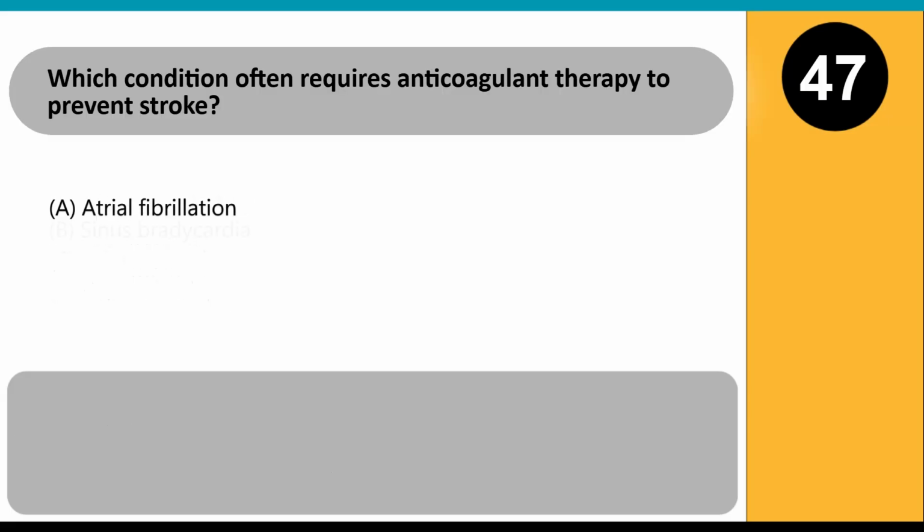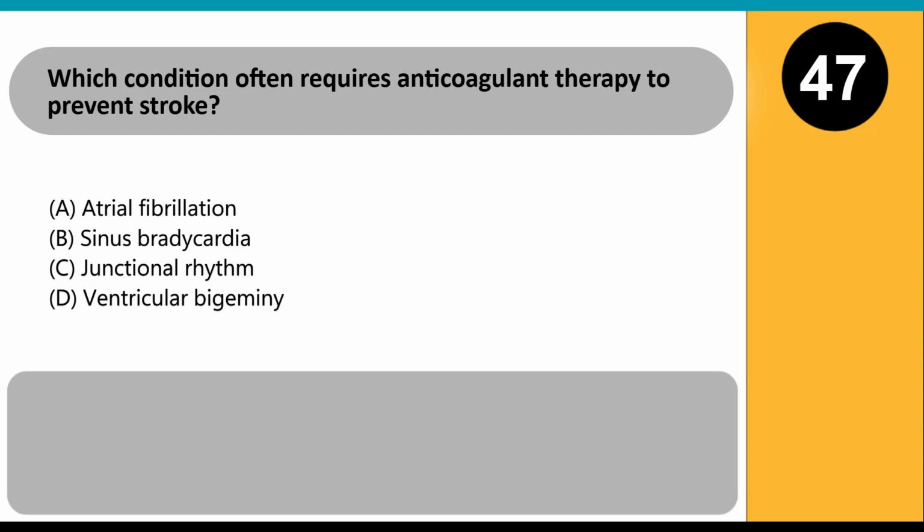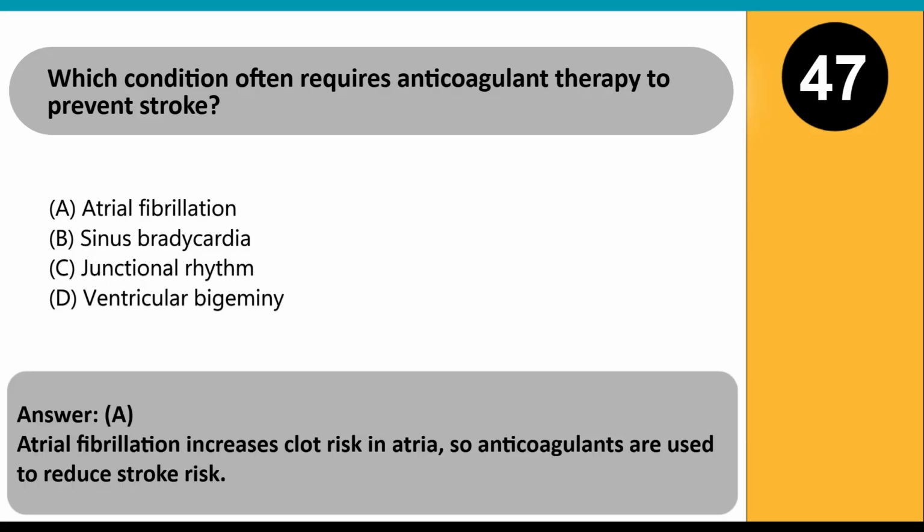Which condition often requires anticoagulant therapy to prevent stroke? A. Atrial fibrillation. B. Sinus bradycardia. C. Junctional rhythm. D. Ventricular bigeminy. Answer A. Atrial fibrillation increases clot risk in atria, so anticoagulants are used to reduce stroke risk.